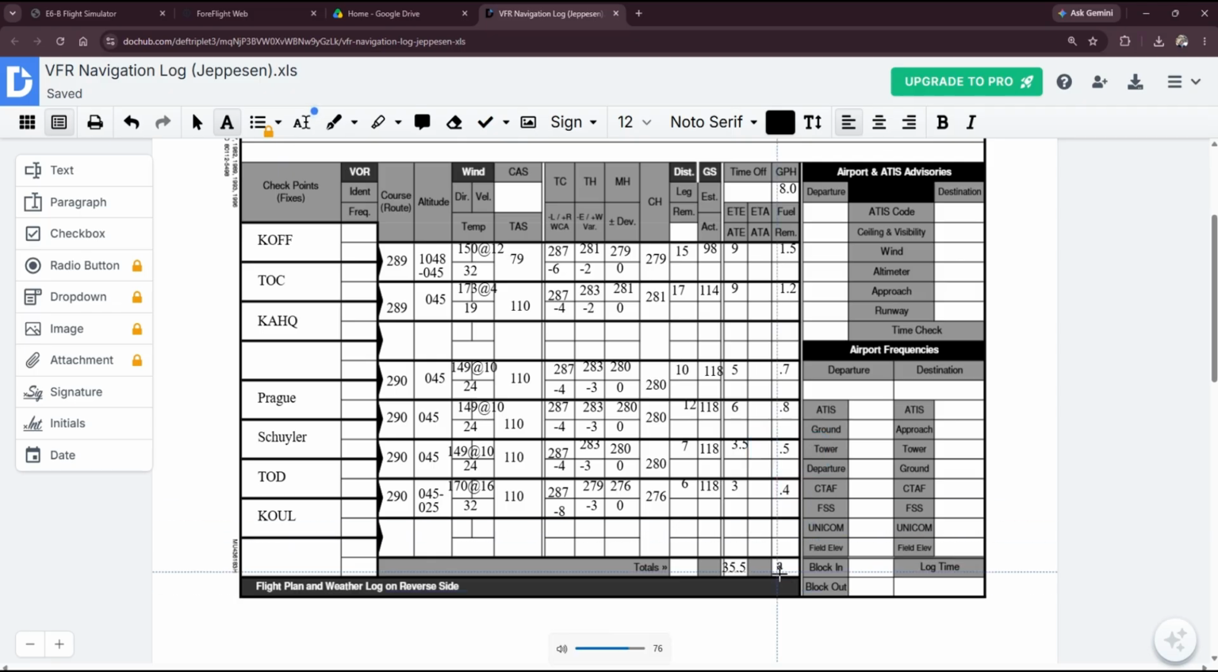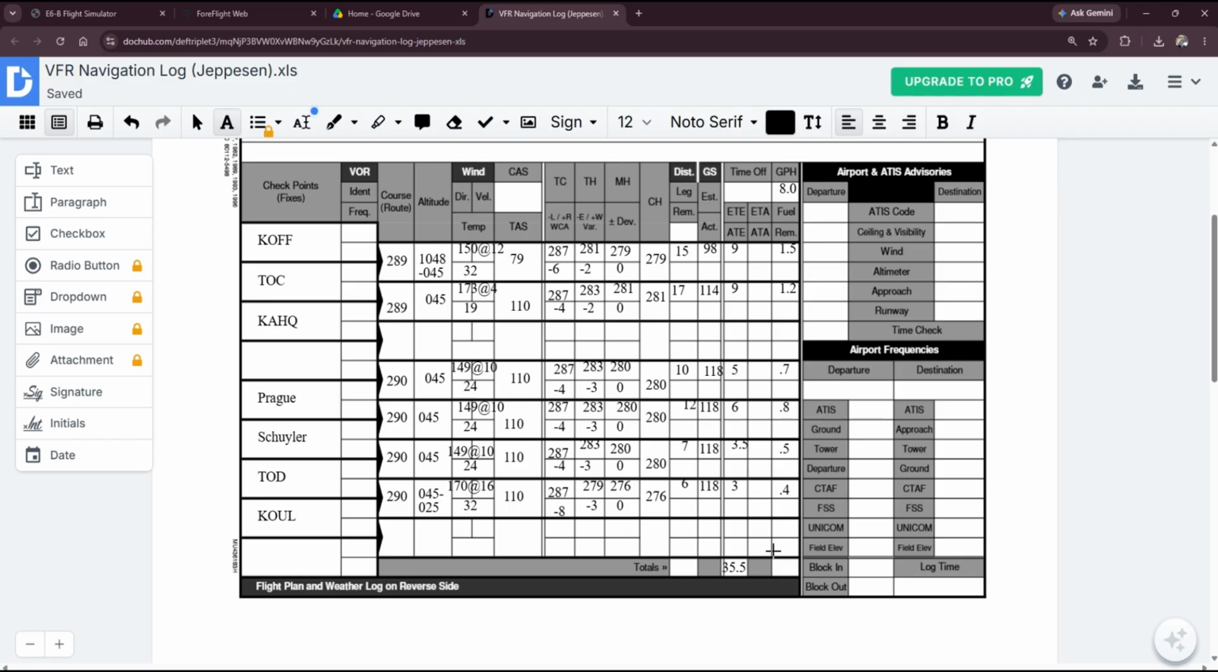So now we have our fuel. So you would want to add that all up. And we know we're only traveling for 35.5 minutes. So at 8 gallons an hour, are we going to burn a full 8 gallons? Well, probably not. So we're adding this all up on my calculator. So 1.5 plus 1.2 plus 0.7 plus 0.8 plus 0.5 plus 0.4 is 5.1 gallons, right? That we're going to be burning.